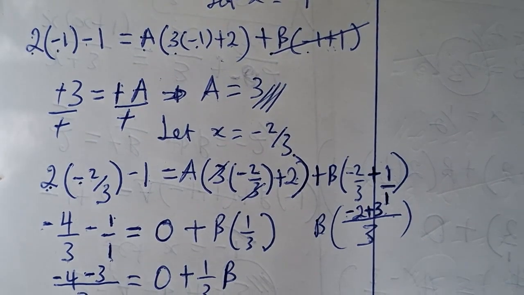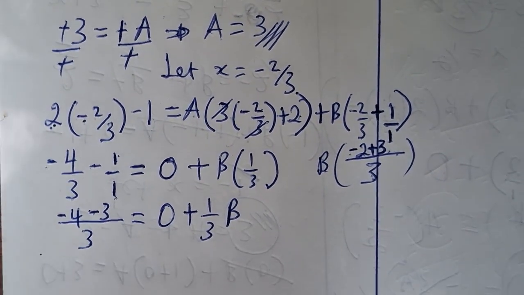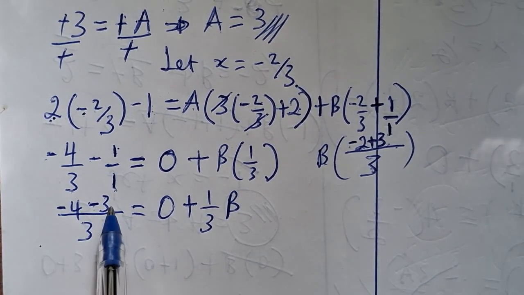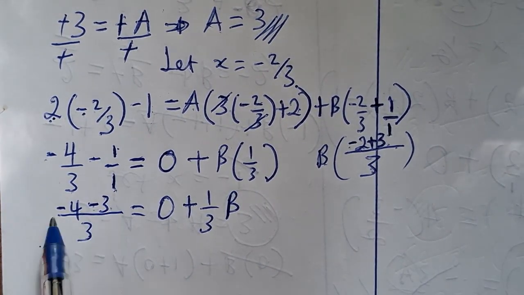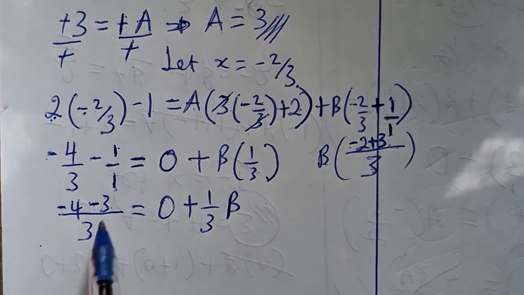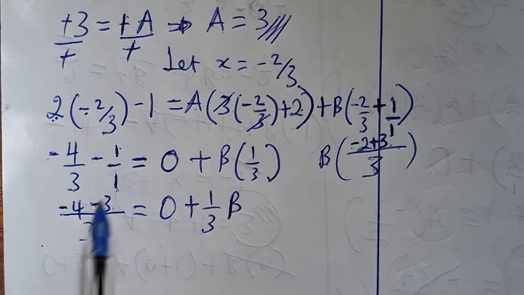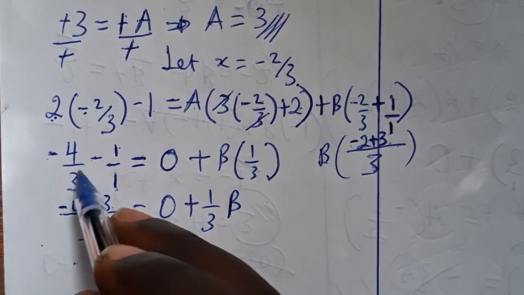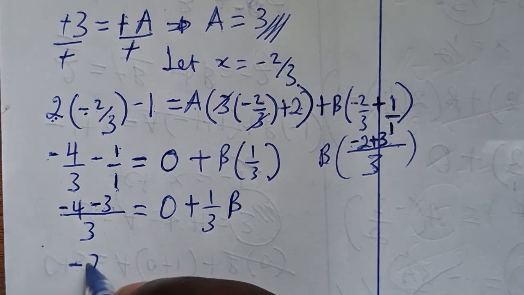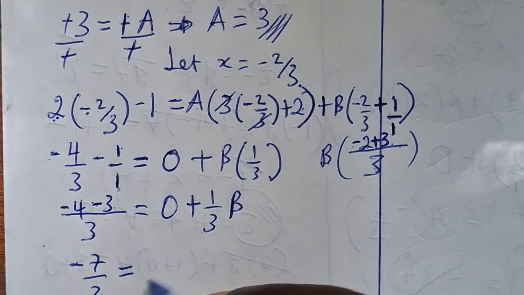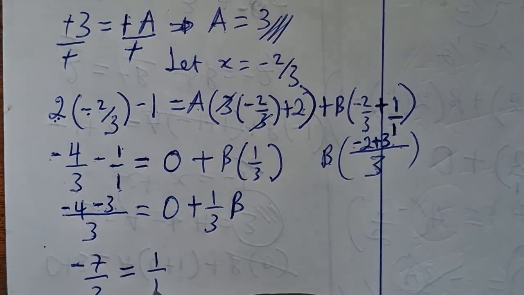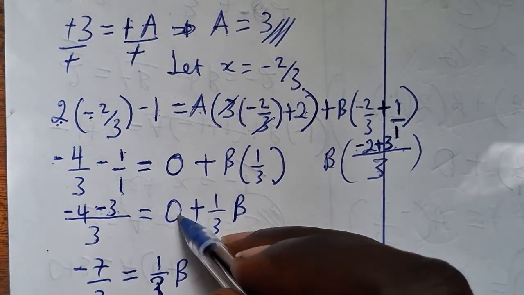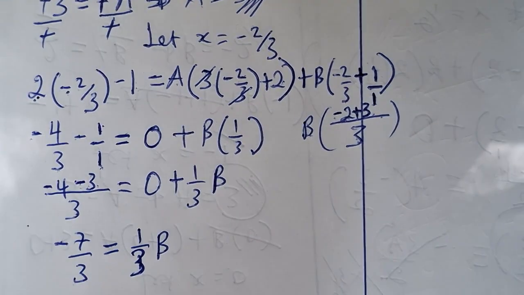So if we look at it here, what we are going to do is reorganize this. Minus 3 minus 4 minus 3 is minus 7. So minus 7 over 3. We are simply doing simple LCM here. Minus 4 minus 3 is minus 7 over 3. So all of these will become minus 7 over 3, which will be equal to 1 over 3, 1 over 3b. Because this is 0. We are looking for b, not 1 over 3b.